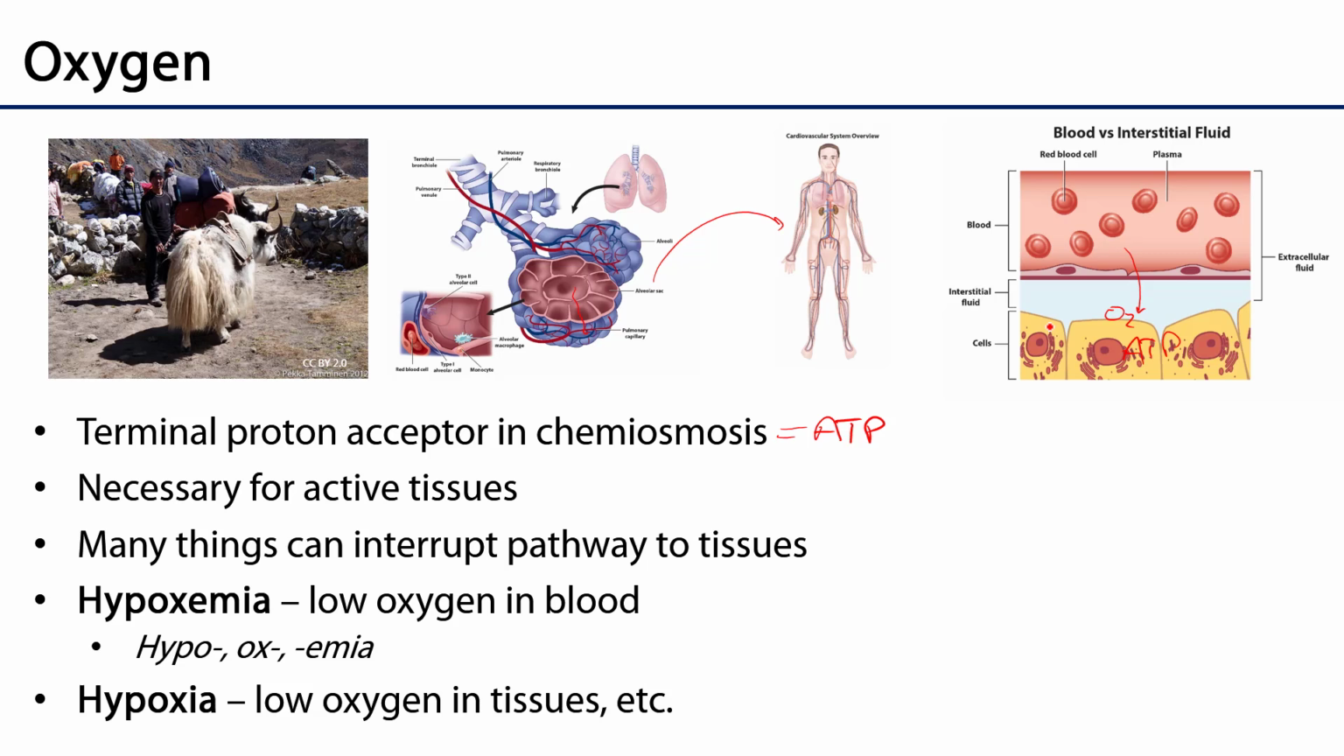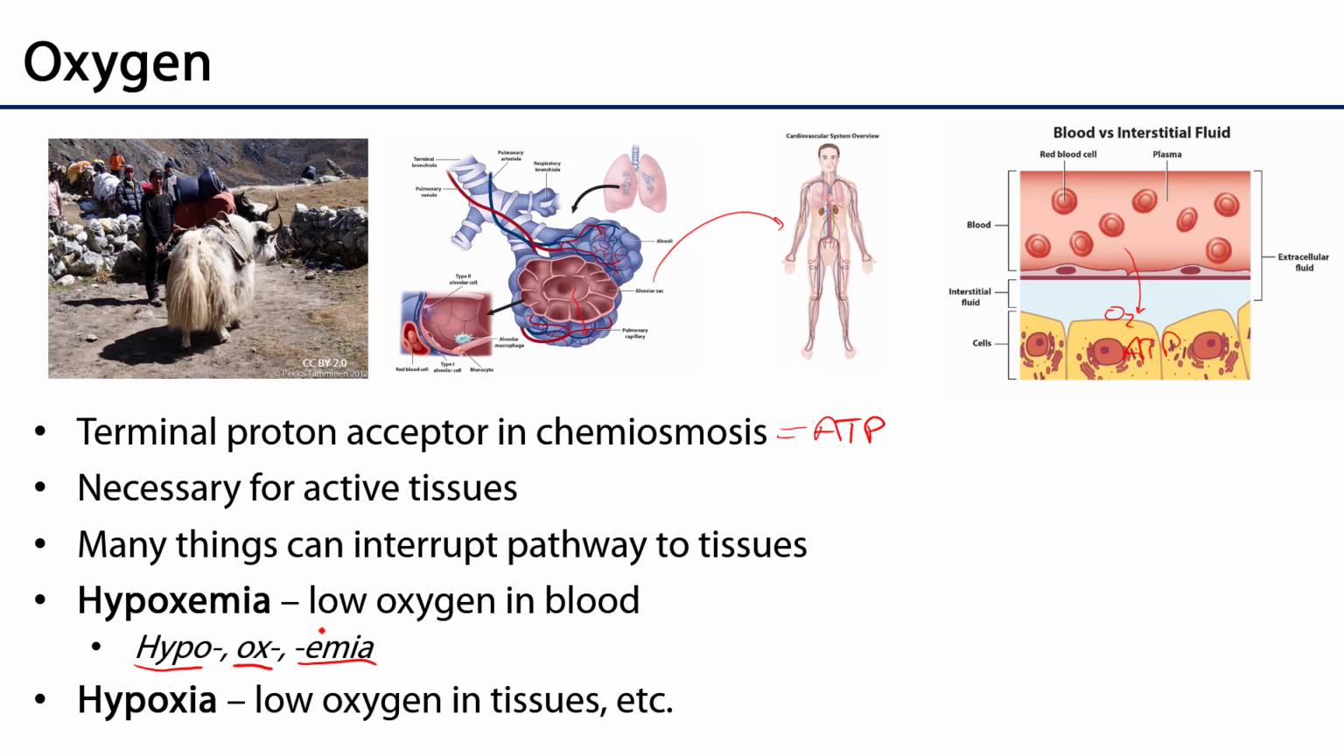So there are a lot of things that can interrupt the pathway of oxygen to tissues, both on the anatomical level and the physiological level. So generally, having low oxygen levels in the blood is known as hypoxemia. So this is a beautiful word etymologically. Hypo meaning below, oxygen, emia, blood. So hypoxemia is a low level of oxygen in the blood.